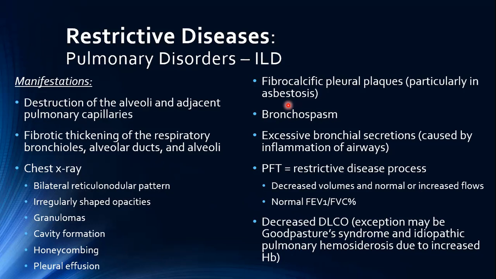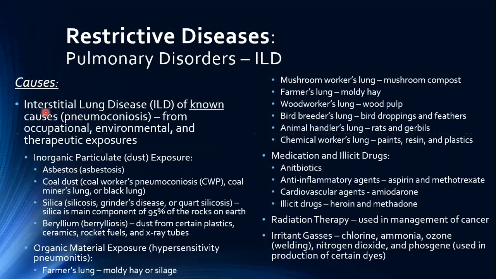It causes bronchospasms, excessive bronchial secretion, right? PFTs, which will be regular restrictive disease process, right? This DLCO, you'll learn that more when you get to PFTs. But what causes this ILD? The causes of interstitial lung disease, known as pneumoconiosis, right? From occupational, environmental, and therapeutic exposures. Now, you won't have to know all of these different exposures. Just know that it's a lot of them, right?